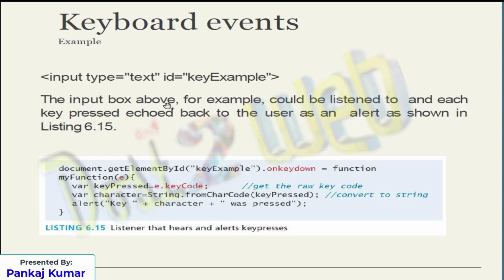Then you have to write the code: document dot, same way as yesterday we have seen, getElementById. What is the ID? The ID is your input box ID, that is keyexample. Then dot, what event do you want? onkeydown. Then you create the function myFunction and pass the parameter e. Now come into the function. Now get the raw key: create a variable with e.keyCode, which gets the raw code.